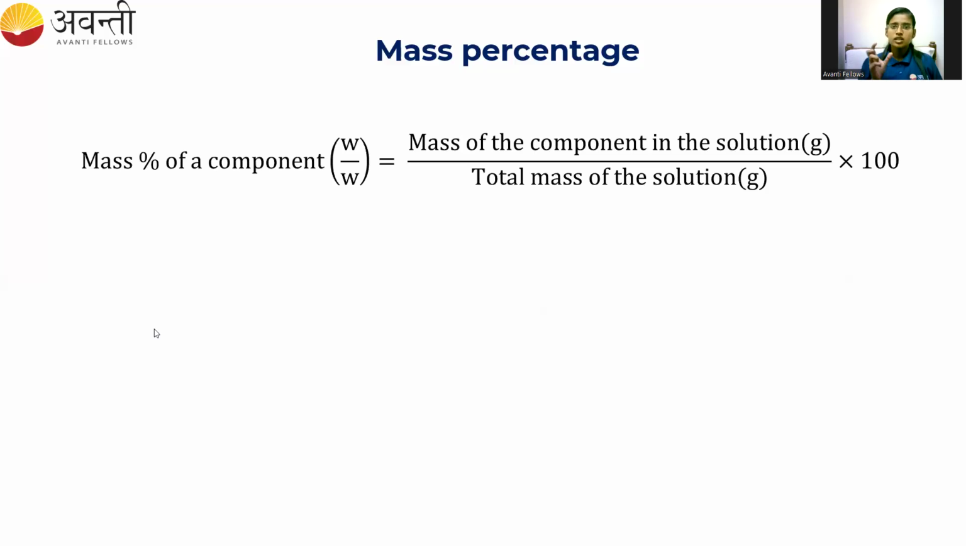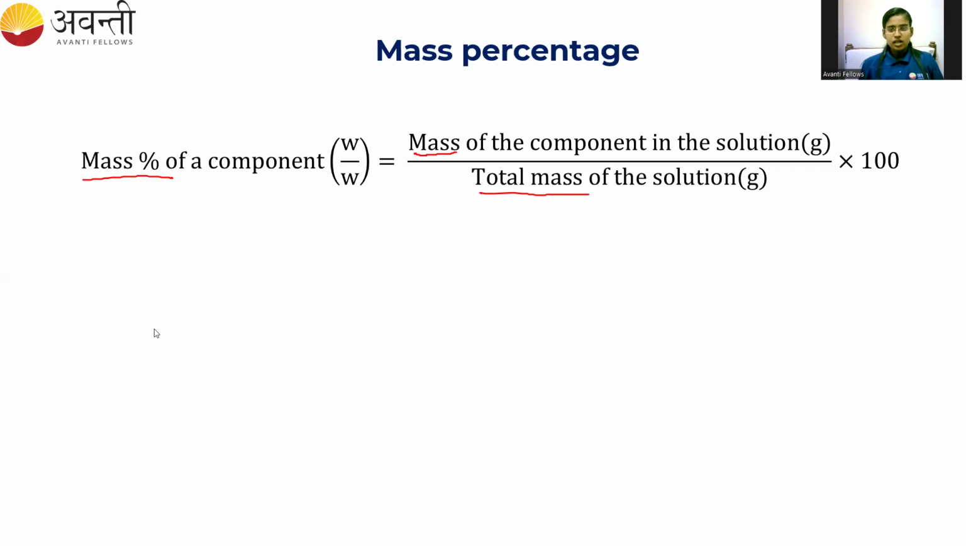In the solution, I may have different components. If I want to find the mass percentage of a particular component, I have to take the mass of that specific component. Then I have to take the total mass of the solution, since it may have a different number of components, and multiply by 100. I'll give you an example so you can understand better.